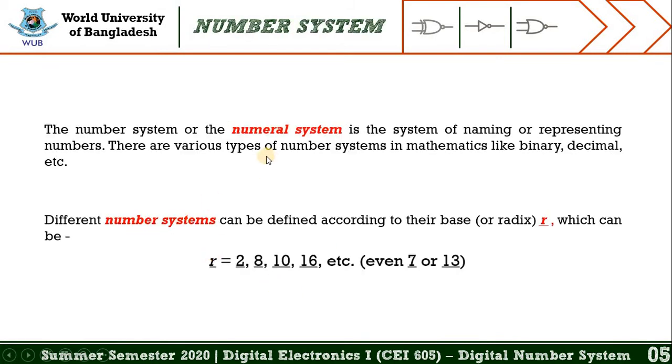From this slide, we may learn what is a number system. So let's begin. The number system, or the numeral system, is the system of naming or representing numbers. There are various types of number systems in mathematics, such as binary, decimal, etc. Different number systems can be defined according to their base, or you can say radix, which is designated by R, which can be written as follows: R equals 2, 8, 10, 16, etc., even 7 or 13. So let's move into the next slide.